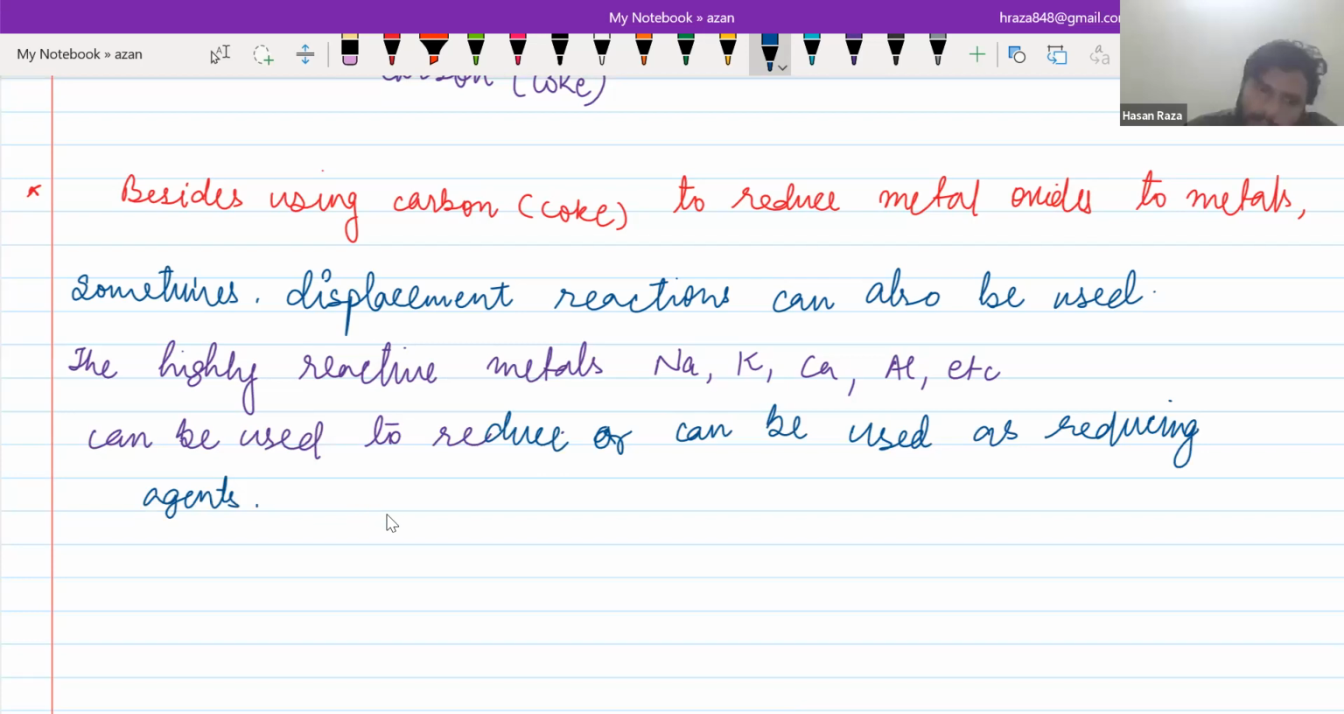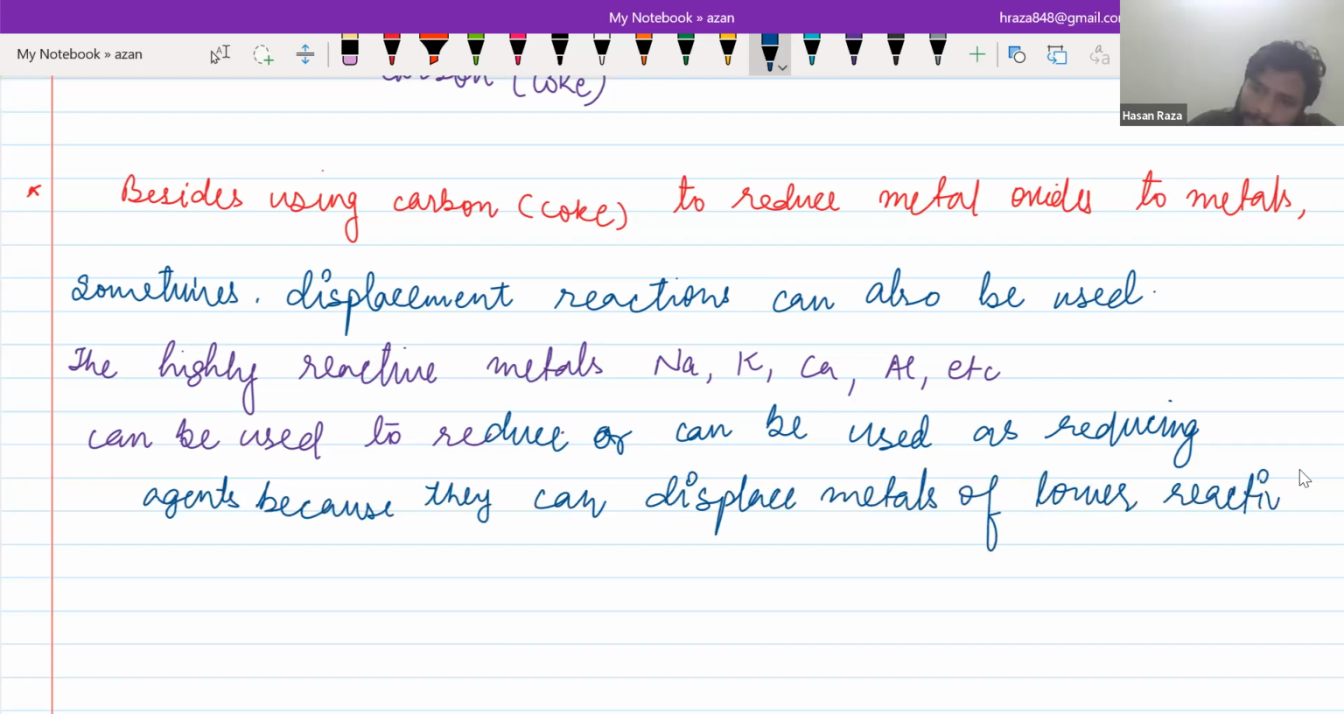They are more reactive. That's why they can displace metals of lower reactivity from their compounds. So it's very easy to understand. If you react a more reactive metal with a compound where a less reactive metal is present, the more reactive metal can easily displace that less reactive metal, and that reaction is known as a displacement reaction.